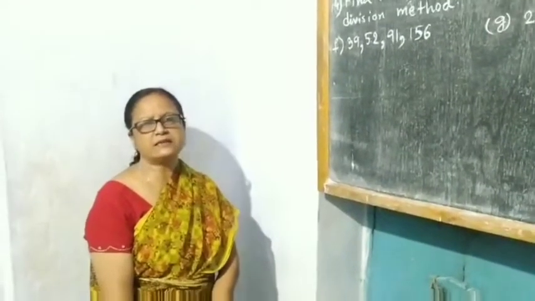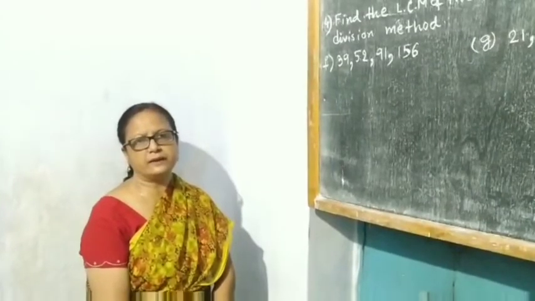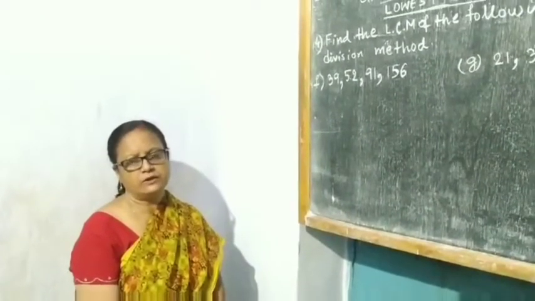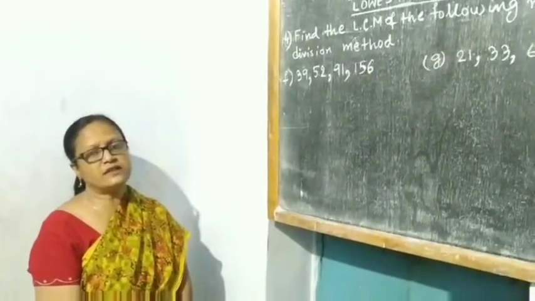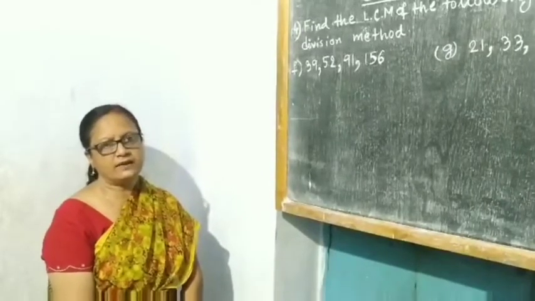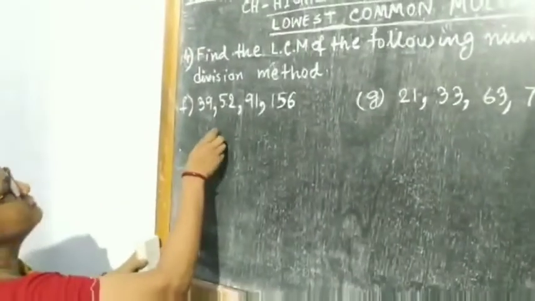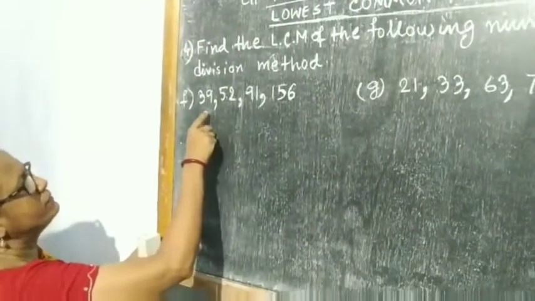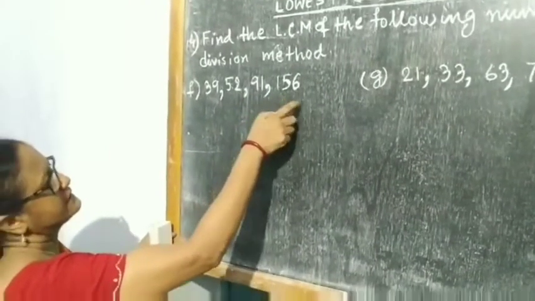In the previous class, I taught you how to find out the LCM of the given numbers by the repeated division method. Today also, I shall teach you some more sums based on the repeated division method. Now let's do the sum. In sum number 8, you have to find out the LCM of 39, 52, 91 and 156.